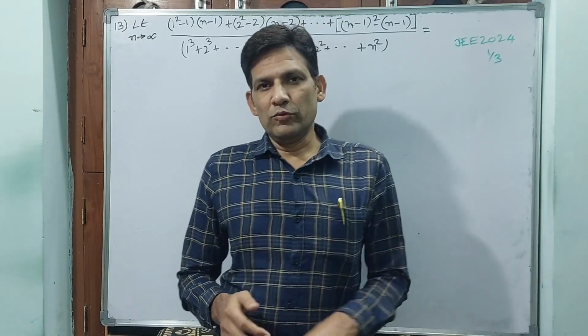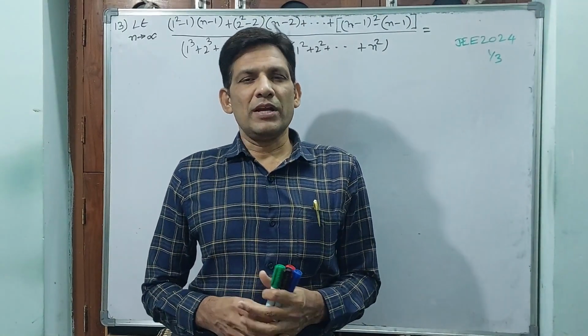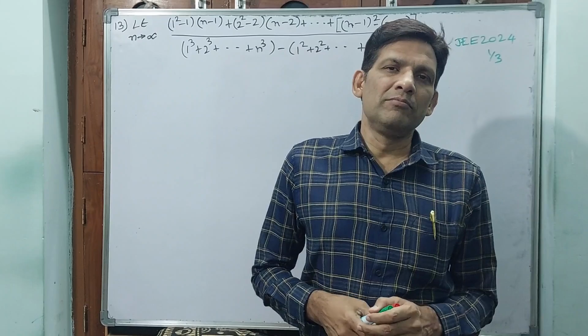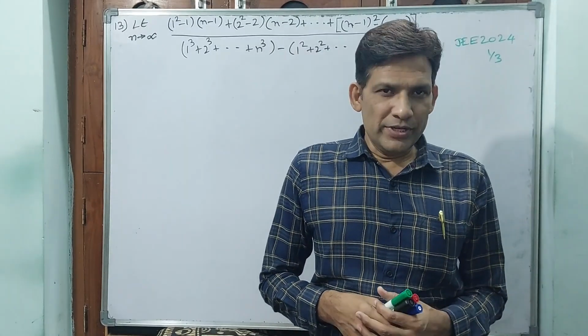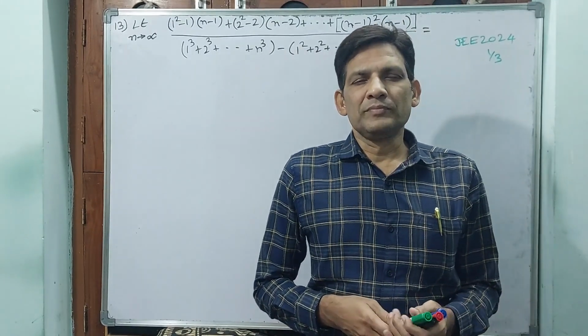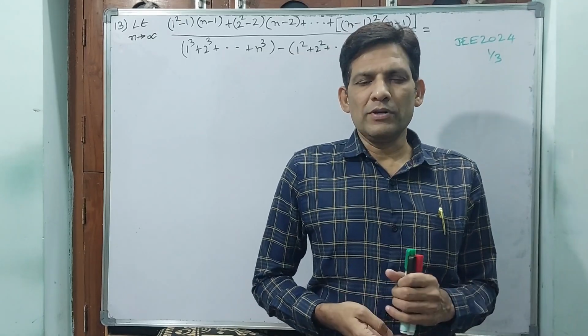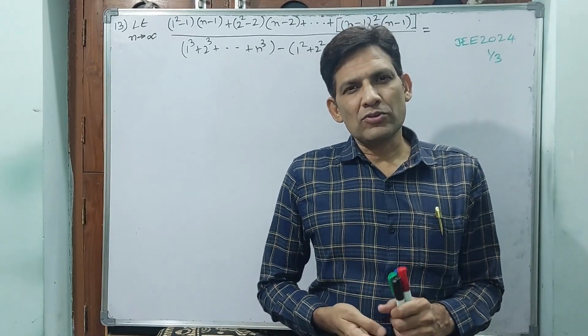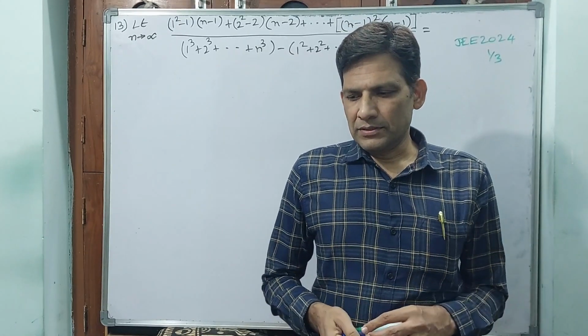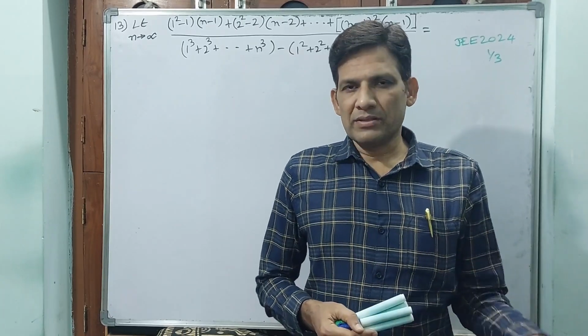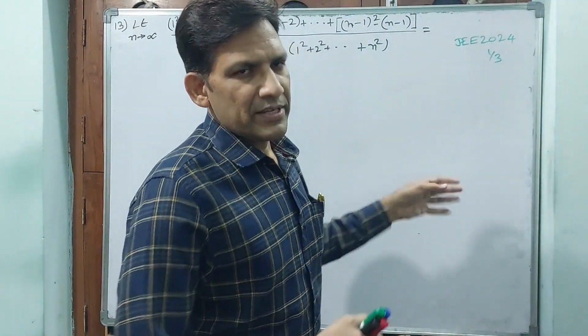Dear students, we are in JEE Mathematics. We are in the chapter of limits and continuity, and we are doing a 2024 series. All questions are from 2024 only. Today we are going to solve three questions, serial number 13, 14, 15. Okay, this is our serial number.